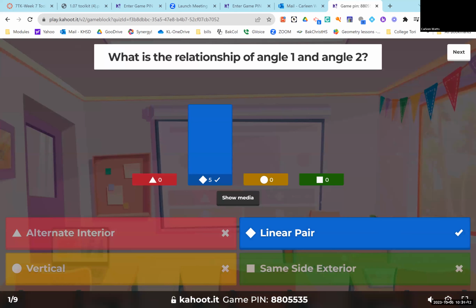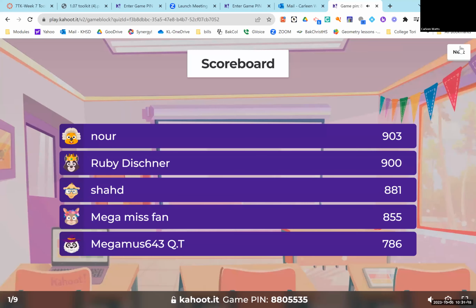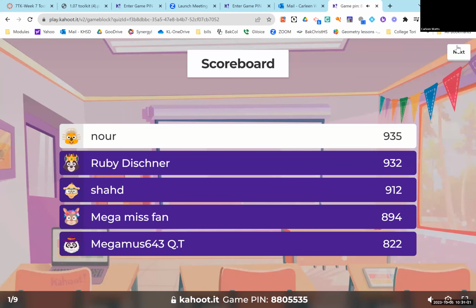Yeah, next. I have this little thing blocking. Okay, ding, ding, ding. Good job. Okay, it doesn't matter who's fastest. It's just top 4.